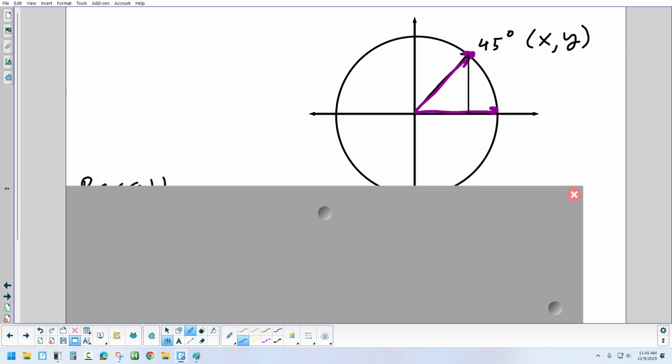Okay, so what we're trying to figure out is, starting at the origin, how far over do you go? And then how far up do you go? The length of those two sides of the triangle are the x and the y value of the coordinate of 45 degrees. How far over? How far up? So any thoughts about the x and the y now?